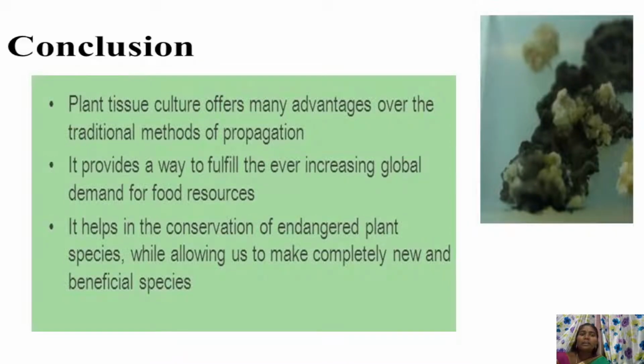In conclusion, plant tissue culture offers many advantages over the traditional methods of propagation, and it provides a way to fulfill the ever increasing global demand for food resources. It helps in conservation of endangered plant species while allowing us to make completely new and beneficial species. So, when we are investing a lot in the in vitro cultivation of plant cells, we have to take suitable measures to avoid the problems associated with this. Thank you.